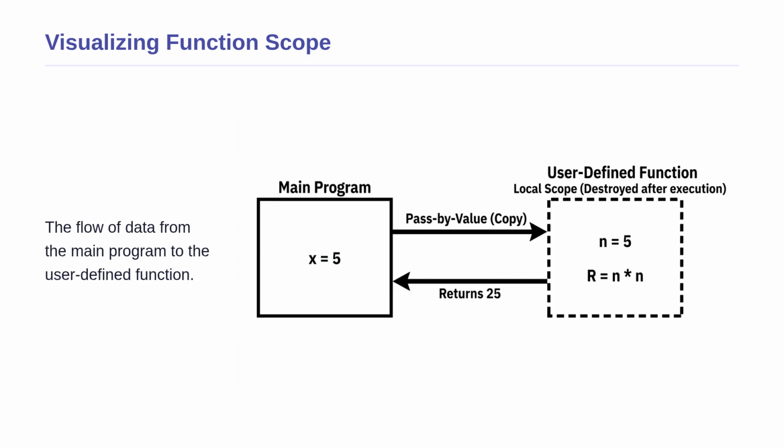Inside that dashed box, which represents the local scope, the function creates its own variables n and r to calculate the square. The dashed lines remind us that this entire box is temporary and will be destroyed after execution. Finally, the bottom arrow shows the function returning the final result, 25, back to the safety of the main program.